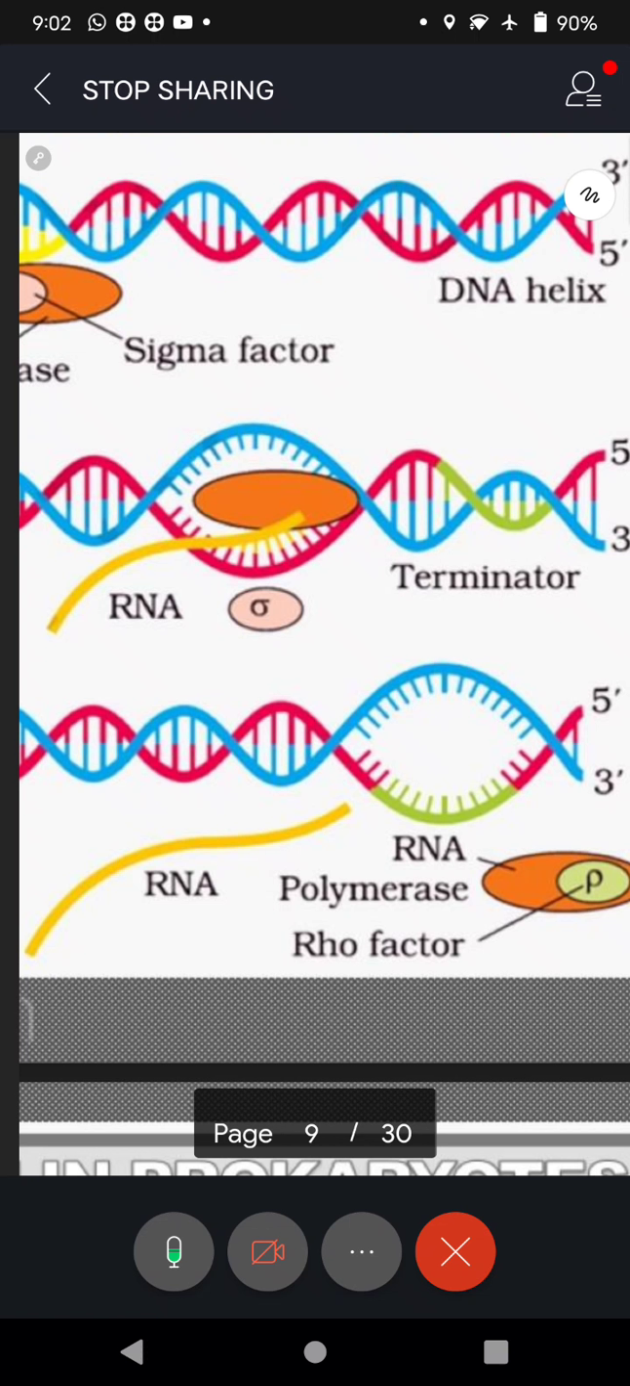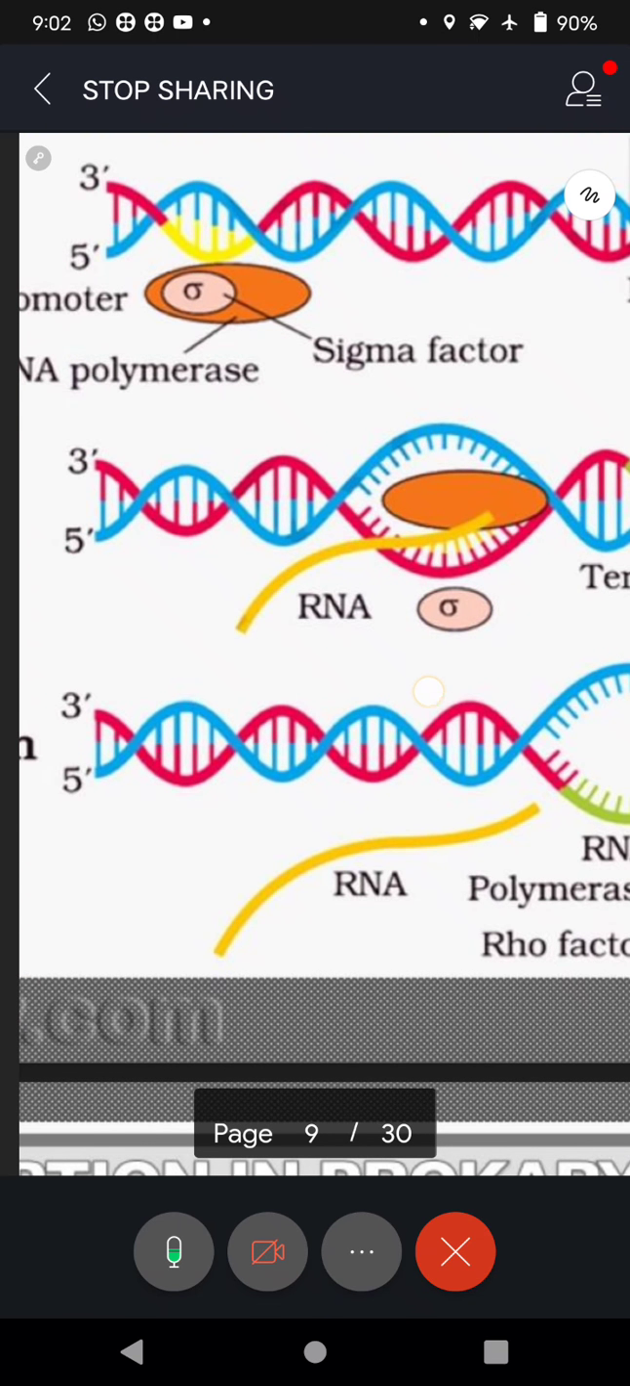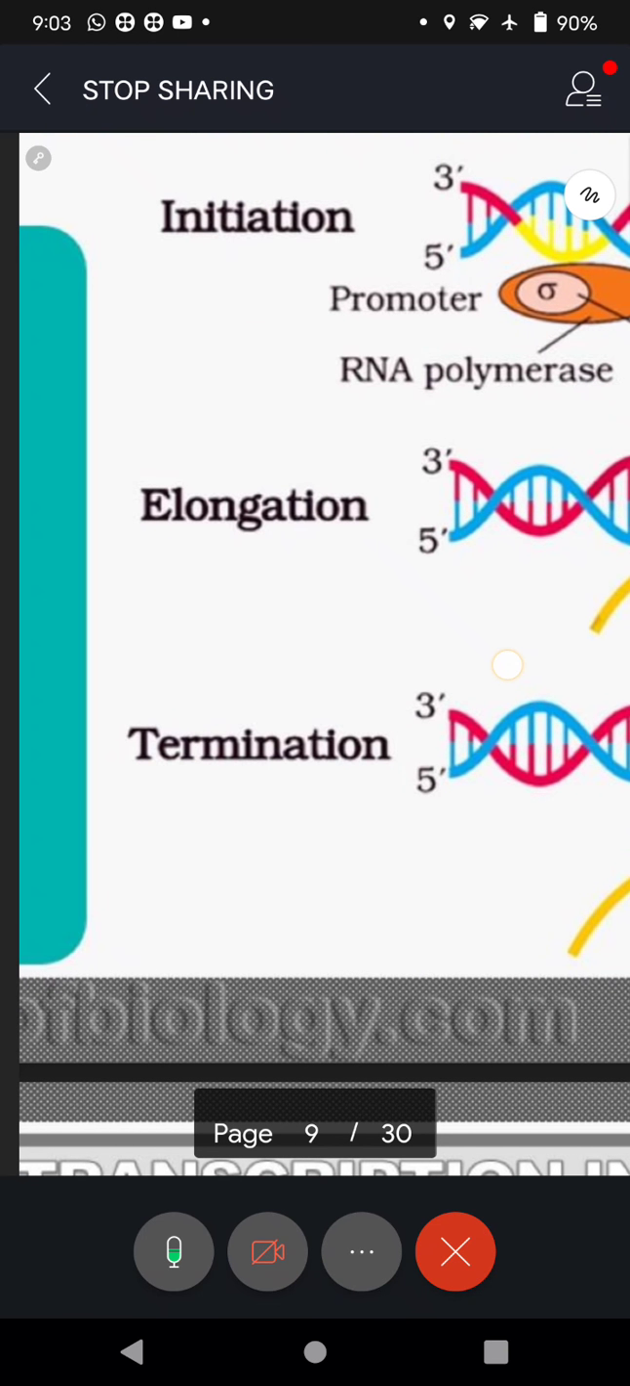For termination, you must note down, there is a factor called Rho factor. You write it like ρ. But sigma factor, you write it like σ. So two factors are compulsory, along with an enzyme called RNA polymerase. For initiation and elongation, it is the sigma factor. For termination, it is the Rho factor. So that is how you can see three steps: initiation, elongation and termination.